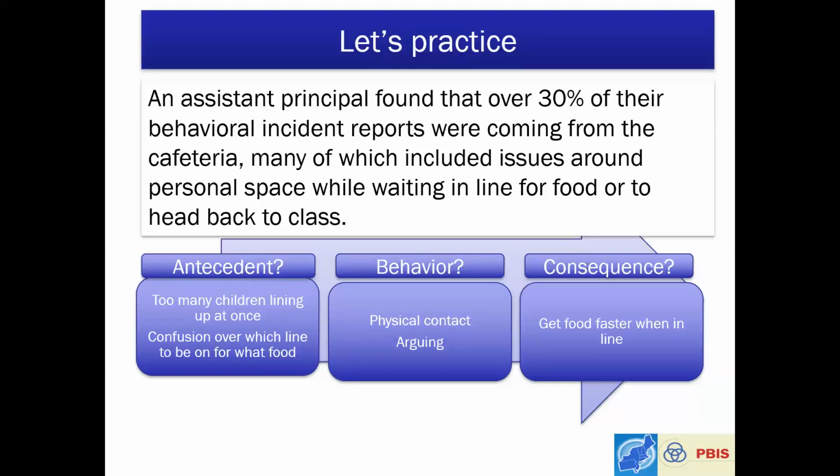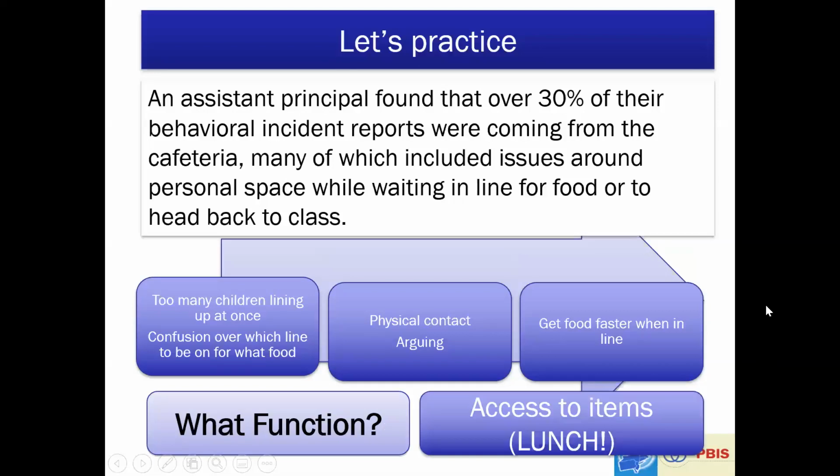The behavior is arguing with adults, maybe with peers, maybe some physical contact in this example. And our immediate consequence is getting your space in line and your food faster is just more effective than being polite. So what's the function here? Well, I think they're trying to get something. They're trying to get to their lunch. Absolutely. And those behaviors, while we may find them inappropriate, really do work a lot of the times.